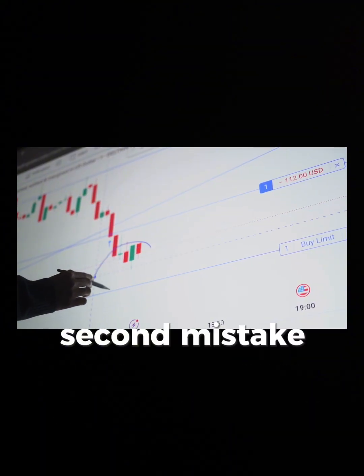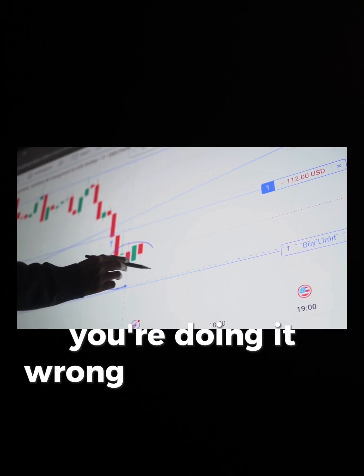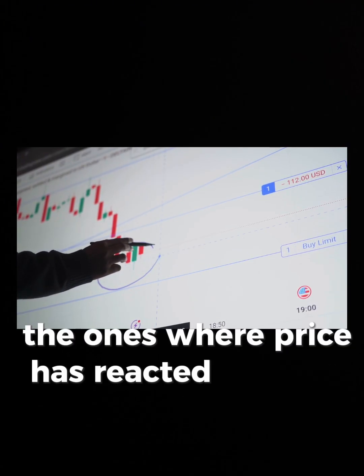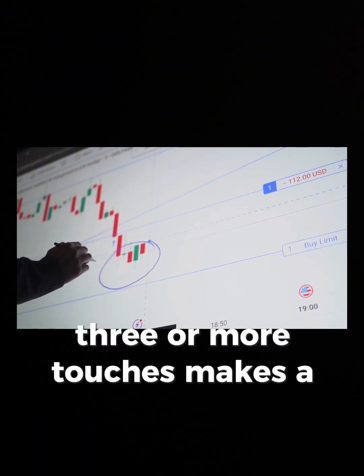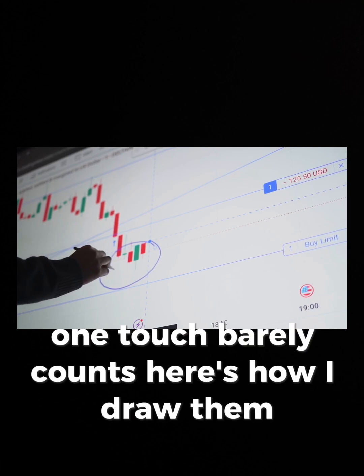Second mistake, drawing too many levels. If your chart looks like a cage, you're doing it wrong. You want the key levels, the ones where price has reacted multiple times with strong, decisive moves. 3 or more touches makes a level significant. 1 touch barely counts.